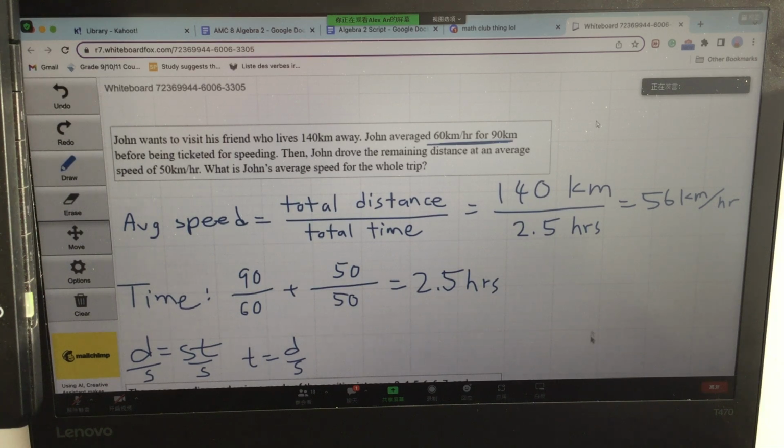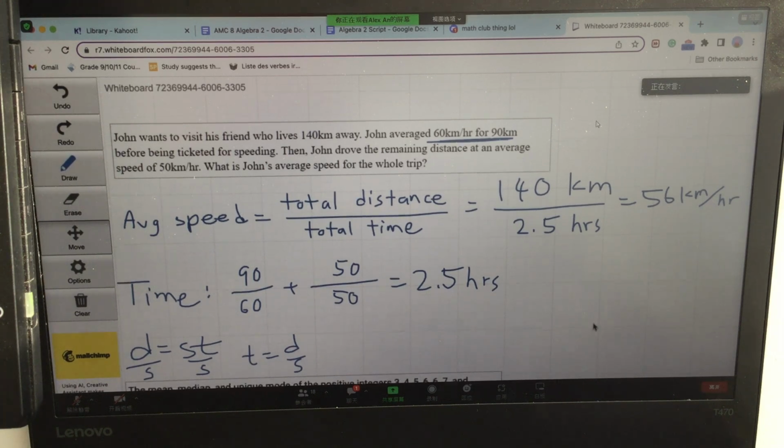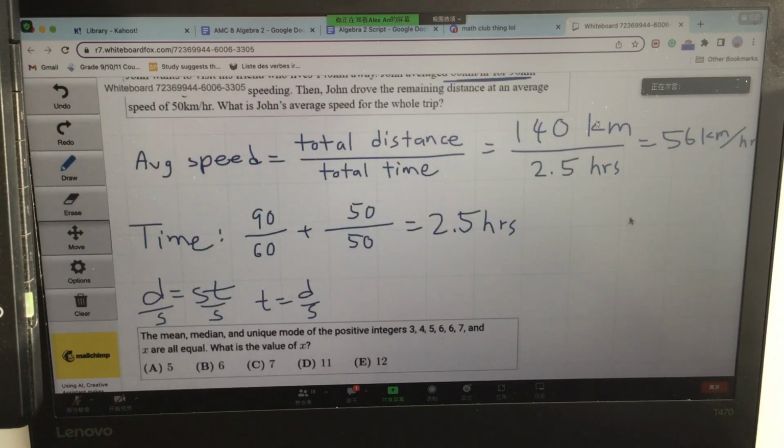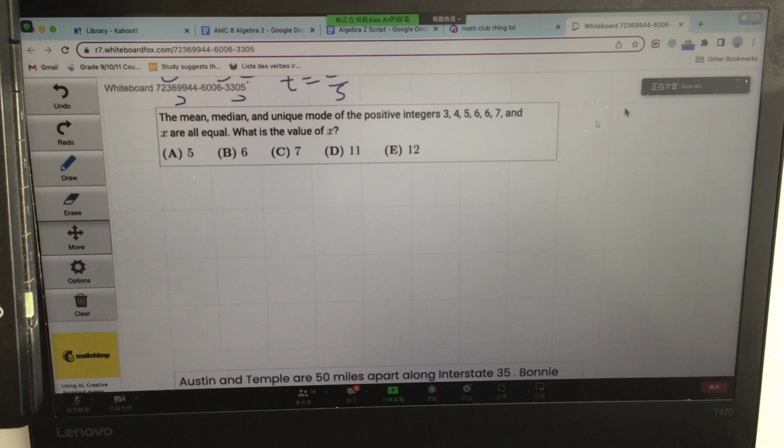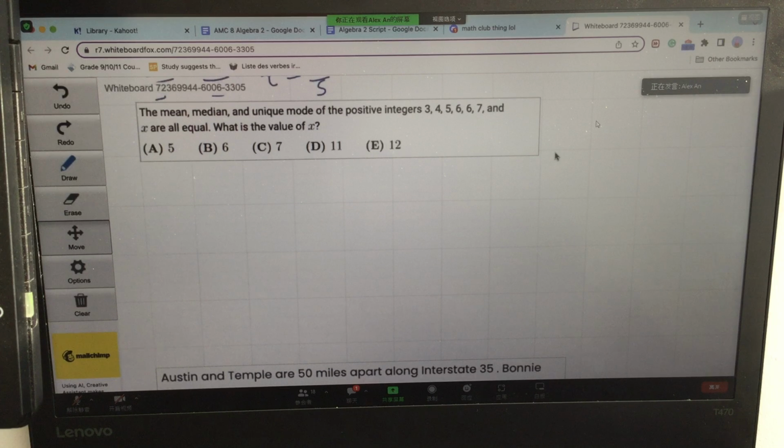If there are no questions, we're going to move on to the other questions, like the AMC questions. Would you like to explain the first question? Okay, so this question is quite simple, a utility of the mode, mean, and median definitions. Let's just give everyone 20 seconds right now.